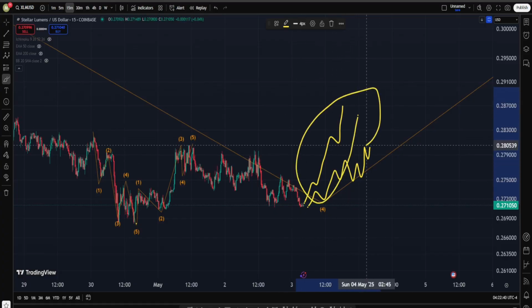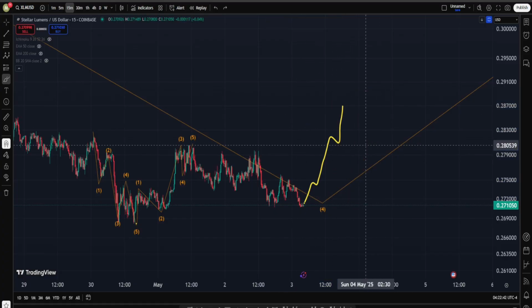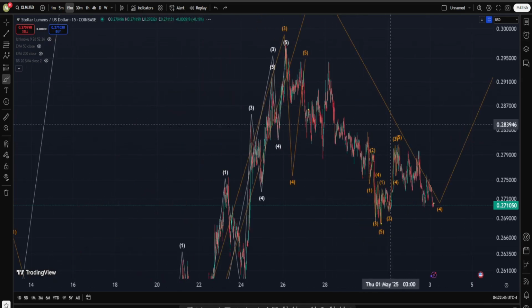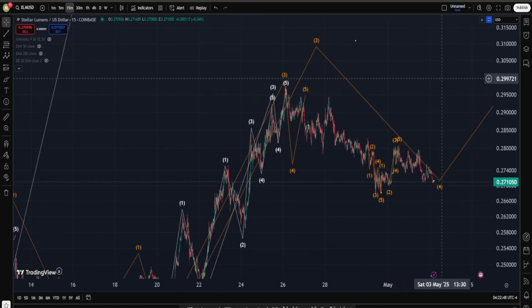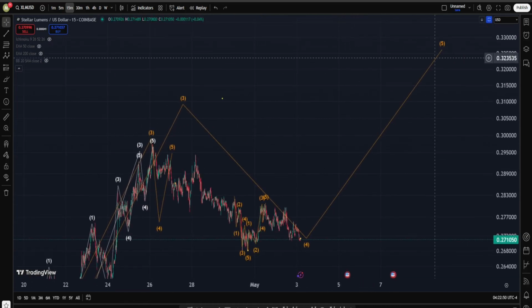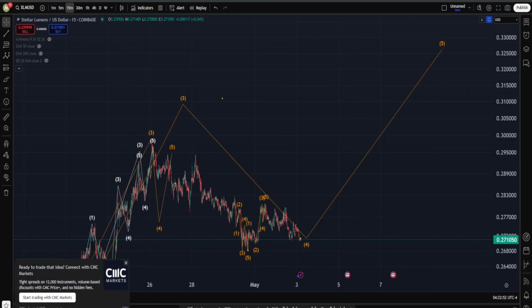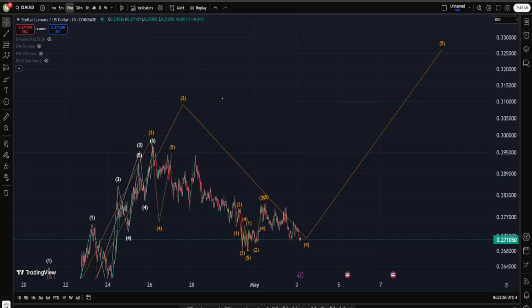And at that point, we need to consider some other possibilities. But if we get this thing, that can be an optimistic sign, suggesting again in XLM, we are indeed having a correction for wave 4. And what's going to happen next? Probably another move up into wave 5. And I hope I explained everything well and you understood what is going on in the Stellar Lumens price chart.